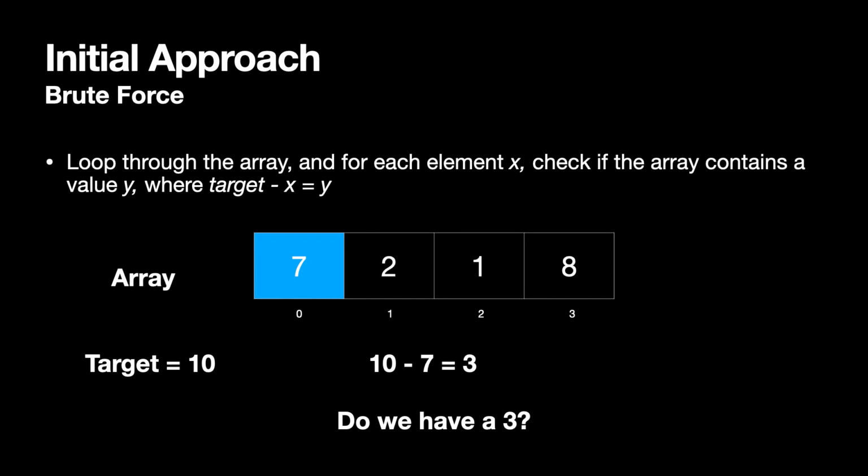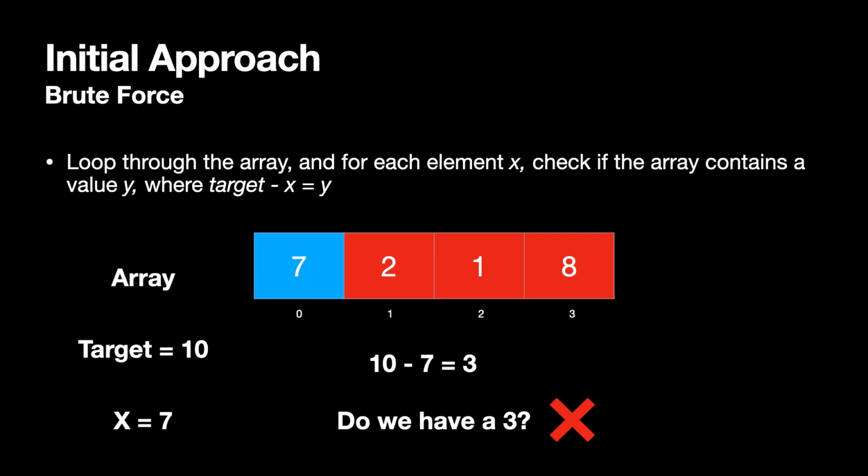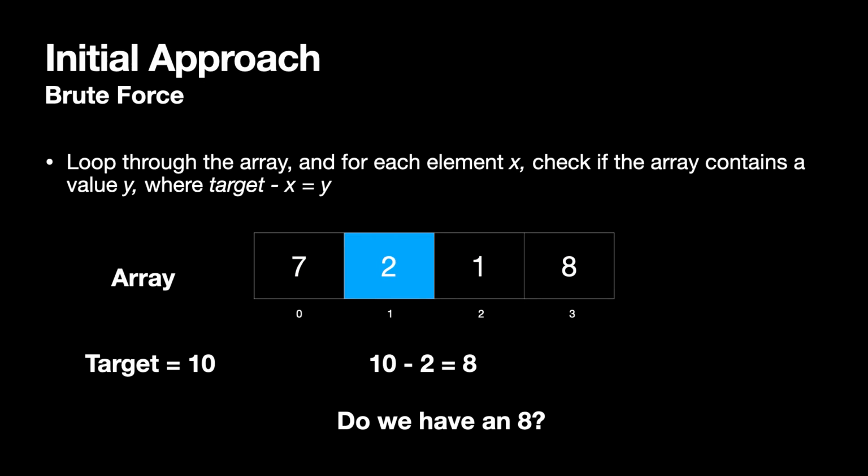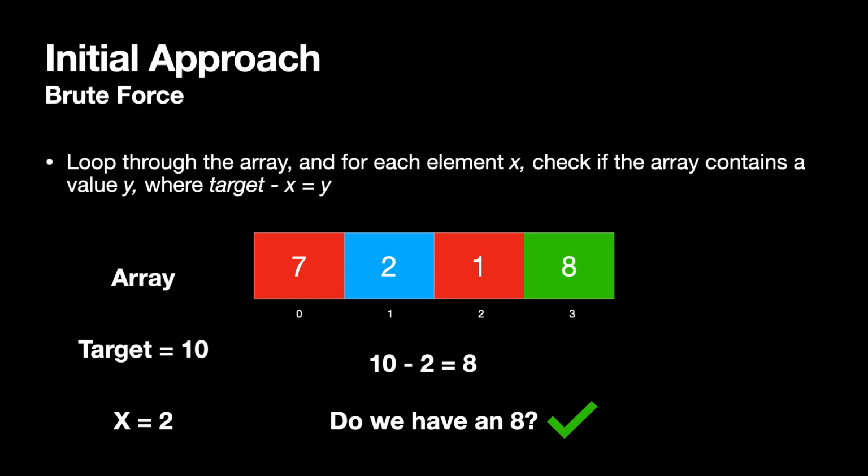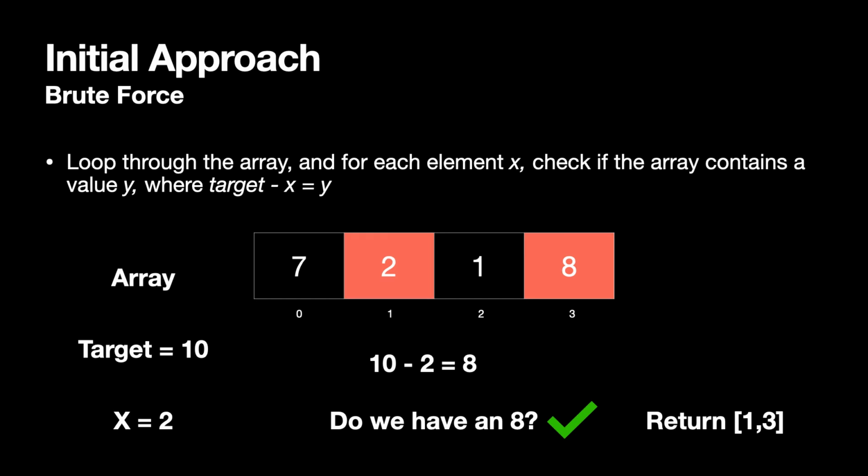Using this array as an example, and the target being 10, we'll start by taking 7 and look through the rest of the array to see if it contains the value 3. As you can see, our array does not contain 3, so we can move on to the next element. We will now take 2 and look for an 8 in the rest of the array. Success! Our array contains an 8 at index 3. As a result, we can return 1 and 3, and we are done.